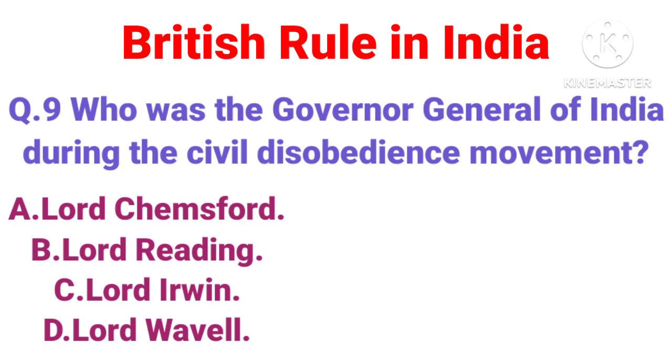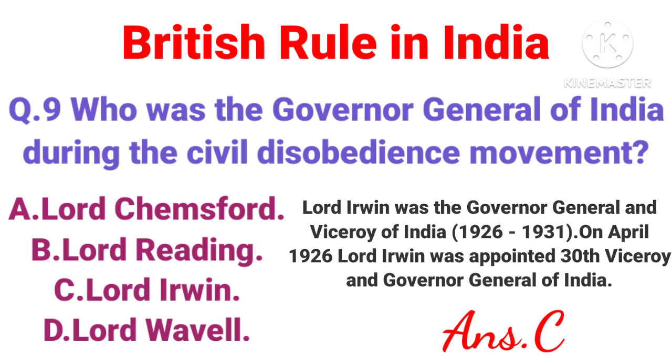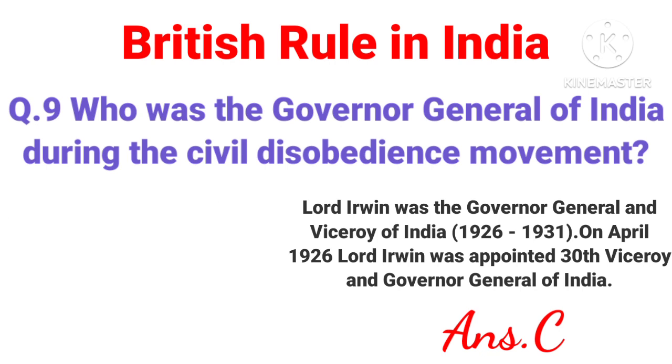Question number 9. Who was the Governor General of India during the Civil Disobedience Movement? Option A Lord Chelmsford, option B Lord Reading, option C Lord Irwin, and option D Lord Wavell. So the correct answer is option C Lord Irwin. Lord Irwin was the Governor General and Viceroy of India from 1926 to 1931. In April 1926, Lord Irwin was appointed 30th Viceroy and Governor General of India.